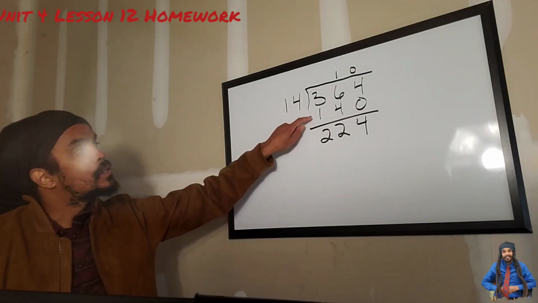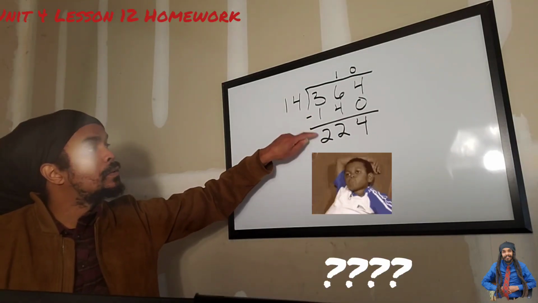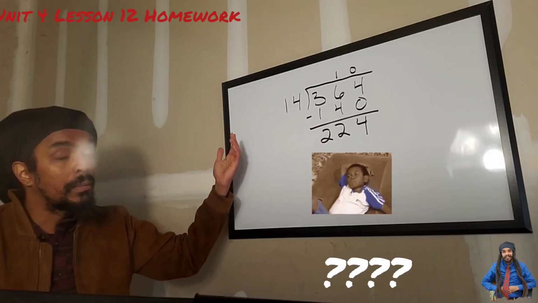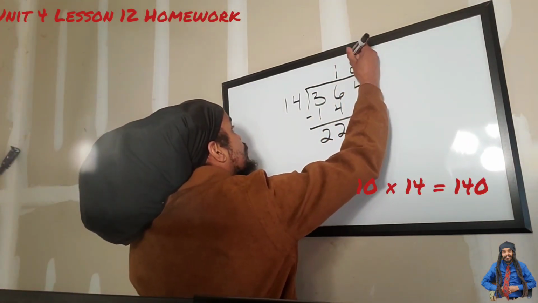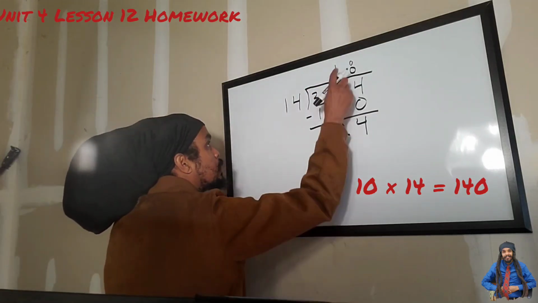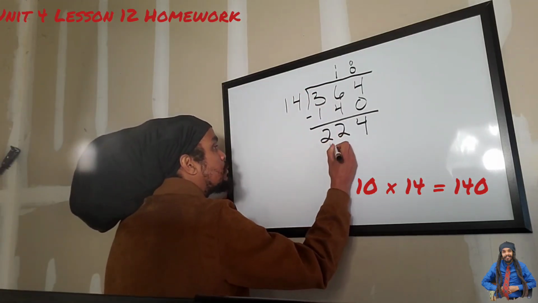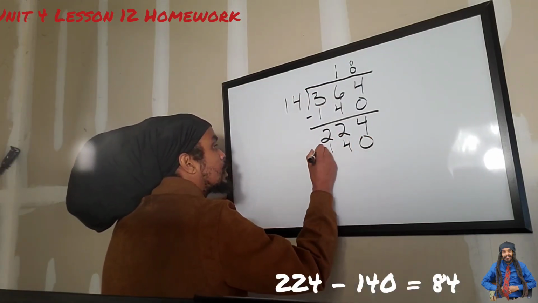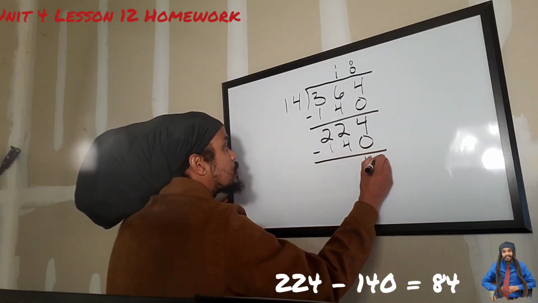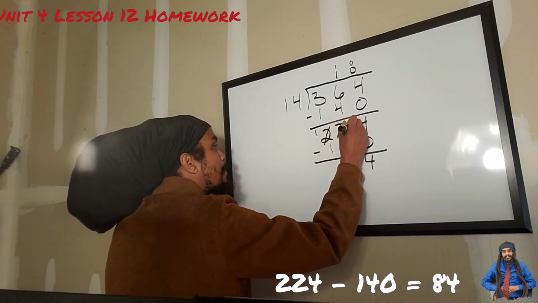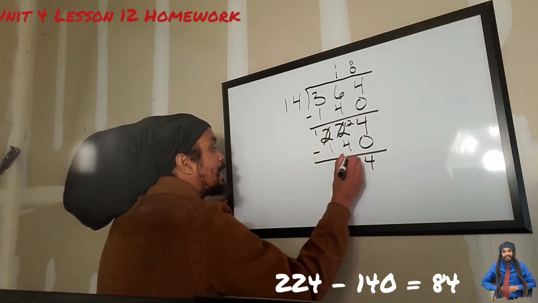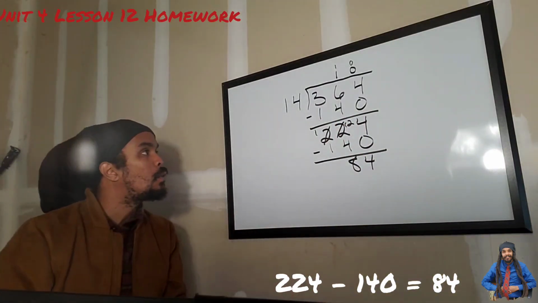Aha. How about this? Could we take out another 140? I think that'll make sense, right? Let's go ahead and do that. So let's do 10 more. That's going to take out another 140 because 10 times 14 is 140. 4 minus 0 is 4. You got to borrow. 12 minus 4 is 8. So now we got 84.